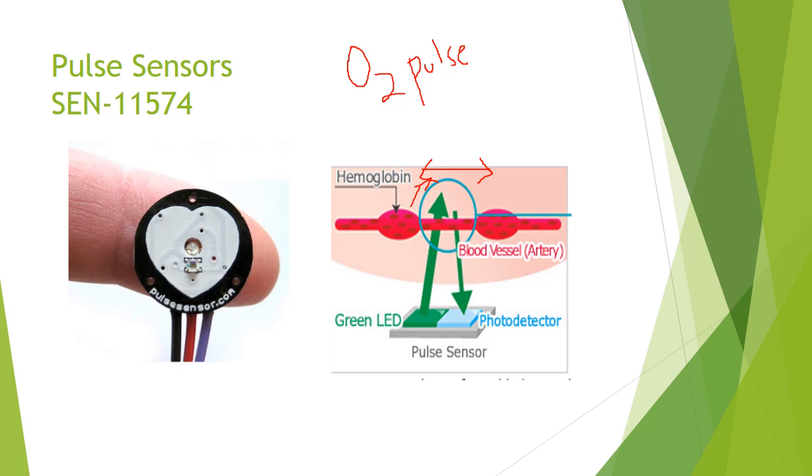Next is your reflection type pulse sensor. Here, this is your reflection type pulse sensor. What it does is send a green signal, and then sense the amount of green LED light. The amount of green LED light that goes out is noted, and then after it gets reflected from the artery, it measures what amount of green light is absorbed.